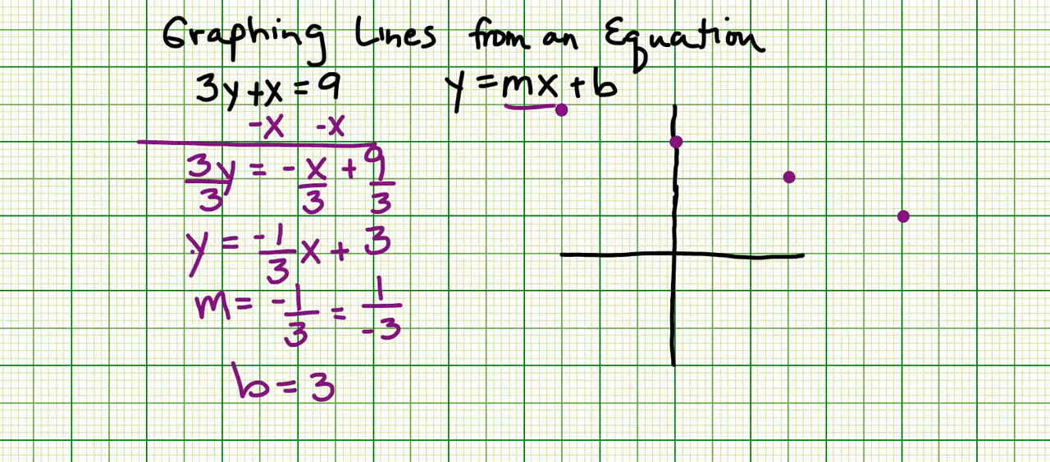So now that I have 3 or more points on my line, I'm going to do my best to connect these points. Again, use a straight edge, side of your planner, ruler. I have plenty of rulers. So that's the line that would represent the equation 3y plus x equals 9.